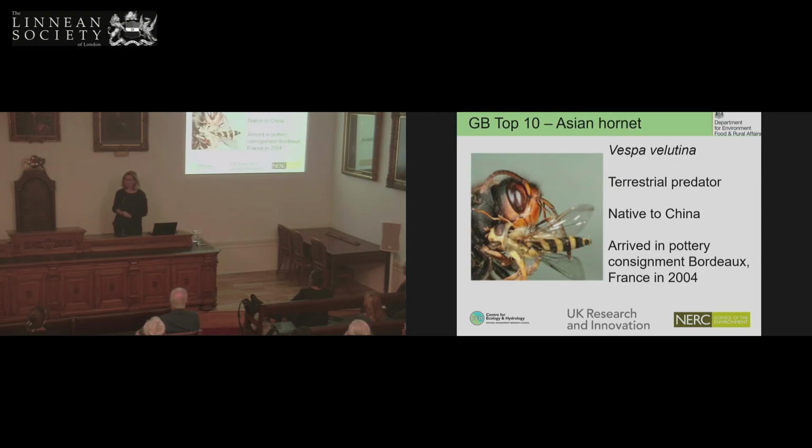So this was one of our top 10 species that we highlighted for Britain. I will say it wasn't particularly rocket science to put Vespa velutina in the top 10 list. It was already in France, so that was quite an easy one in terms of it didn't have very far to come. It had been a really random arrival in France. It appeared in a pottery consignment, a mated female, and spread very rapidly from there. It feeds on a whole variety of different insects, and the concern is that it feeds on pollinating insects and particularly honeybees, and so is considered to be an invasive non-native species.